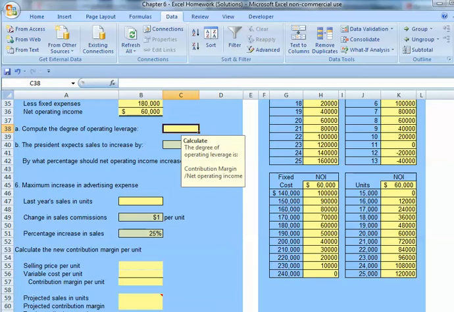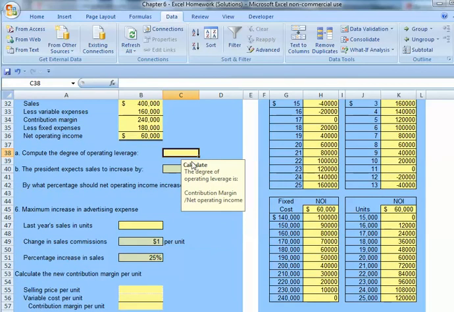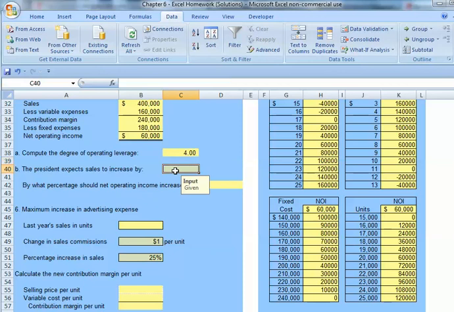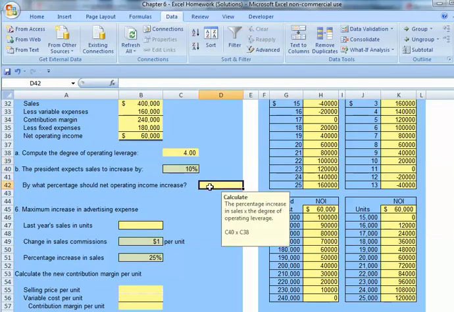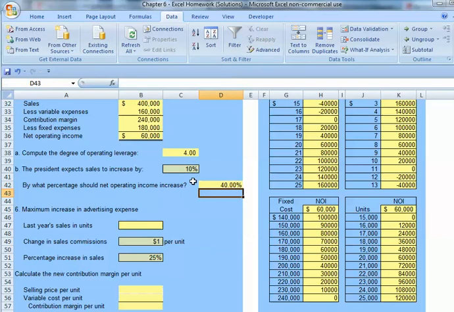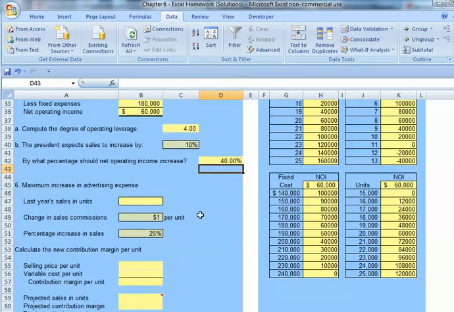Let's calculate our degree of operating leverage. Our degree of operating leverage is equal to our contribution margin divided by our net operating income. It's 4. If the company expects sales to increase by 10%, this means our net operating income should increase by 10% times our degree of operating leverage. It should increase by 40%.